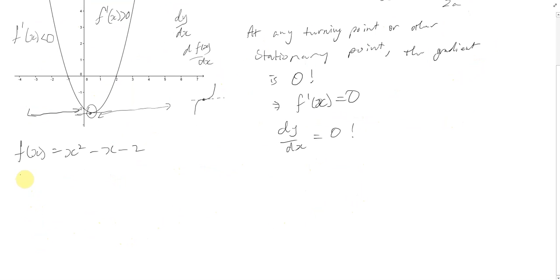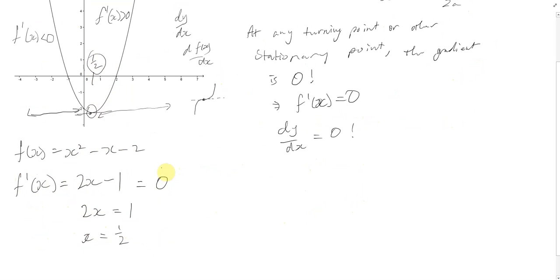Alright, let's figure out what the derivative function is. f dash of x is 2x minus 1. Okay, so to find this point, we want that to equal 0. So now we just have to solve this. We've got 2x, we'll add 1 to both sides, giving 2x equals 1. Then we'll divide both sides by 2, giving x equals a half. Okay, so this point here must be at x equals a half.